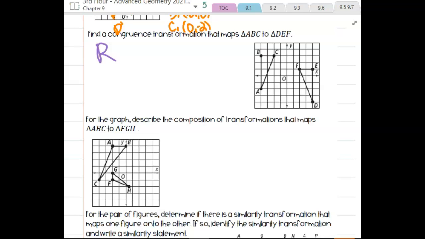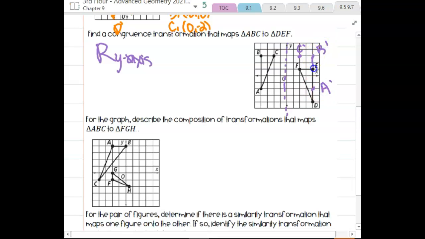What's my line of reflection going to be? It's going to be the y-axis. I need to reflect it right there. So we're going to reflect across the y-axis. And I think it definitely helps because that's not going to get me my image where it needs to be. C prime would be right there, B prime, and then A prime. So it really gets me pretty close. It almost is the right way. What else do I need to do?